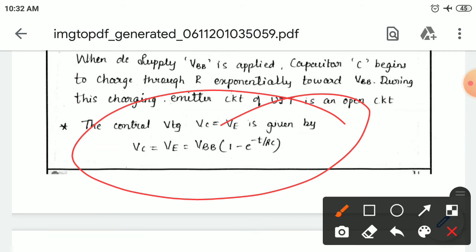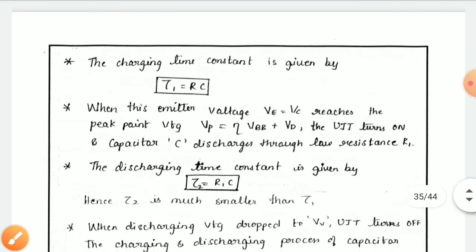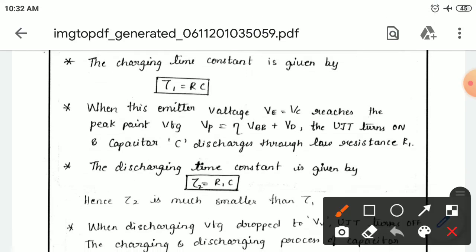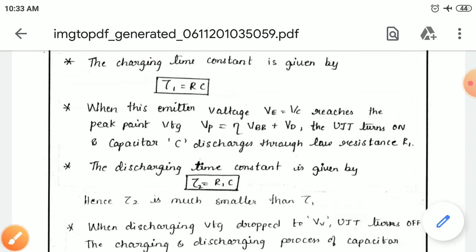Using this you can calculate the capacitor voltage or the emitter voltage of the UJT relaxation oscillator. The charging time constant is denoted as tau 1, and it is the product of the resistance value and the capacitance which were used. When this emitter voltage VE becomes equal to VC, that means it reaches the peak point.